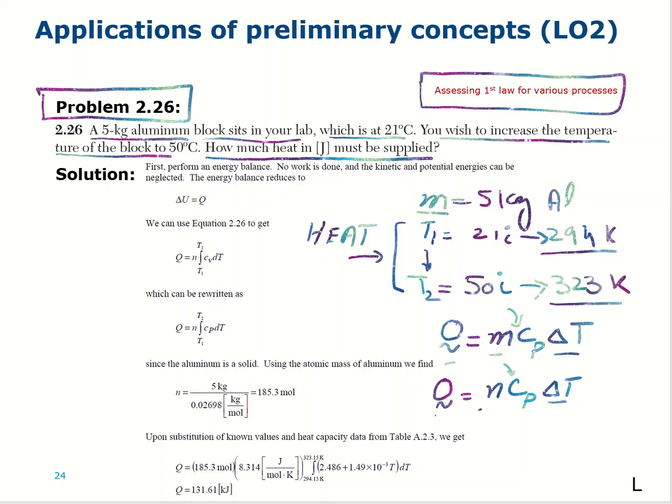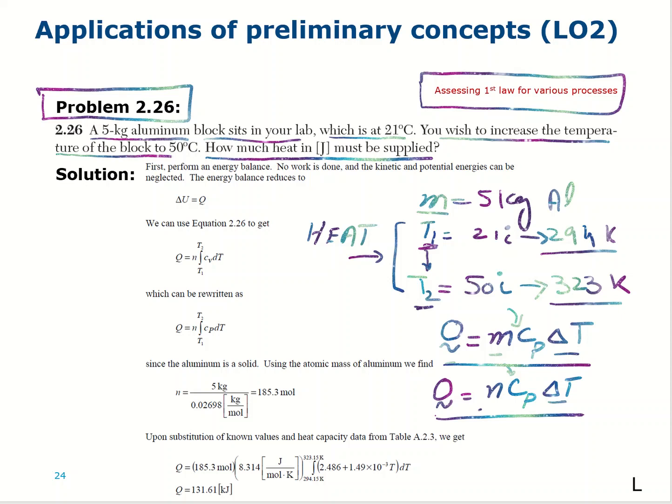Now, how do I know that this is a sensible heat? The easiest clue is that temperature is changing. You know that if temperature is changing, that is a sensible heat. And if temperature is constant, that means a phase change may happen, and that's a latent heat. We have a different formula for calculation of the latent heat, but for sensible heat, we have this formula, which I have written here, right?